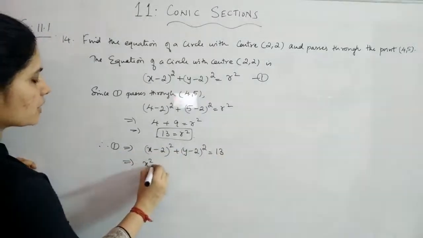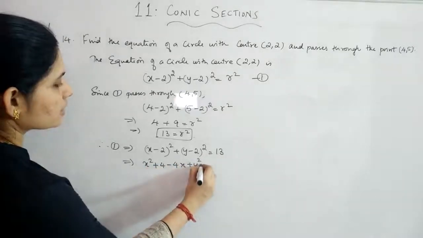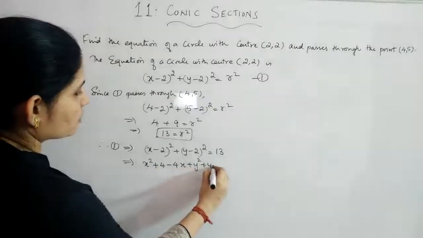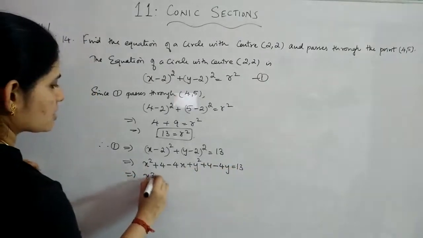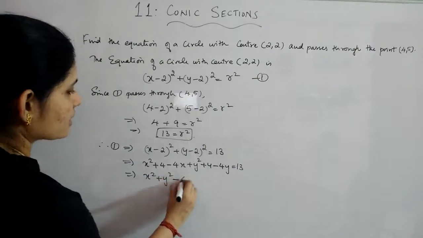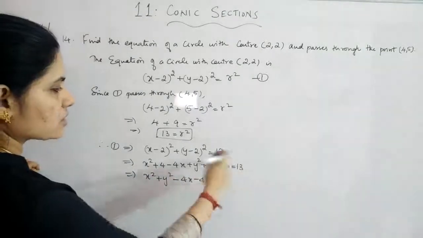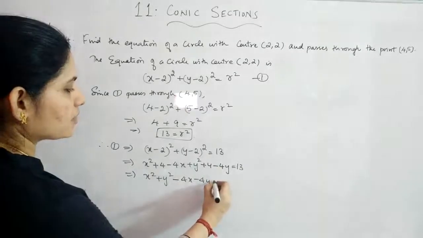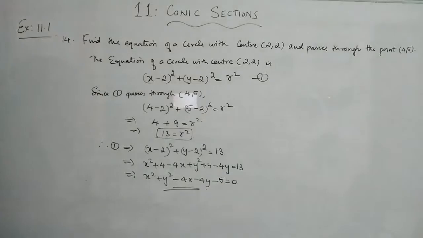Expanding, you will get x square plus 4 minus 4x plus y square plus 4 minus 4y equal to 13, or x square plus y square minus 4x minus 4y. Here you have 8. This 13 will come here, minus 13 plus 8 will give you minus 5 equal to 0. So this is the equation of the circle.